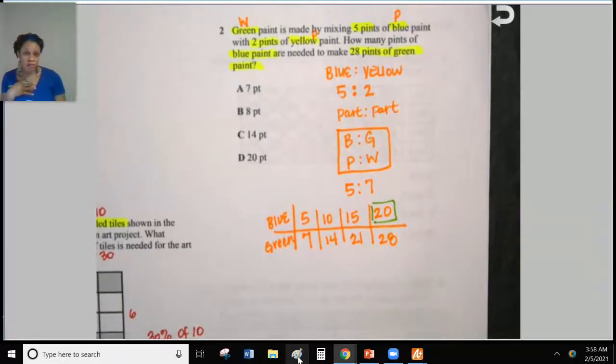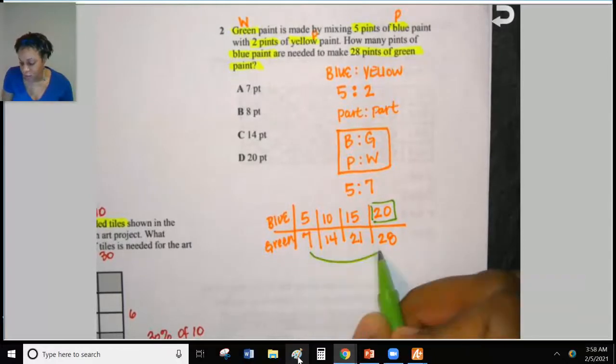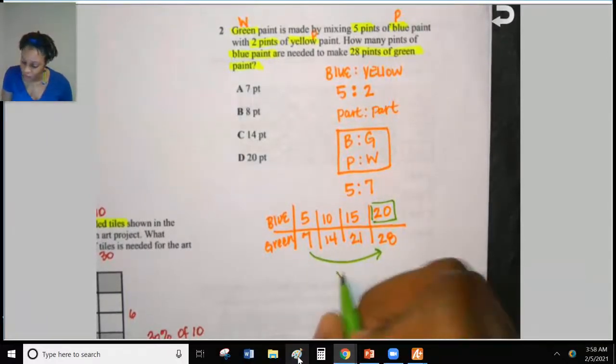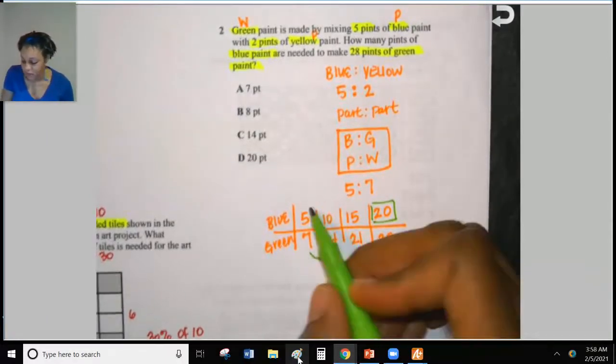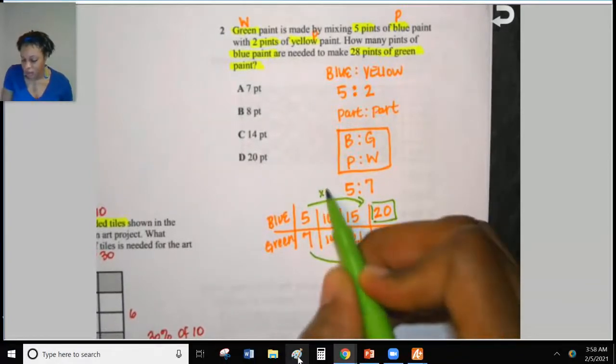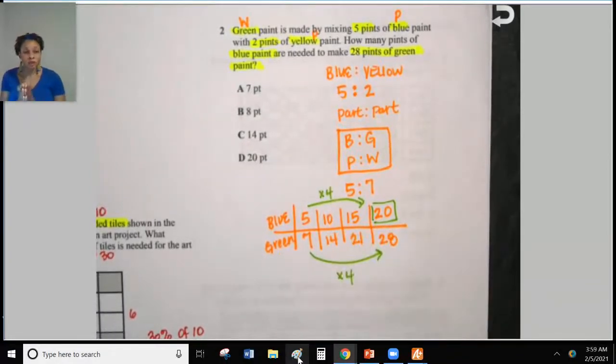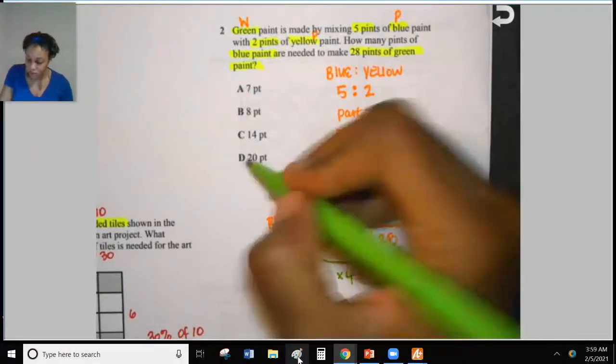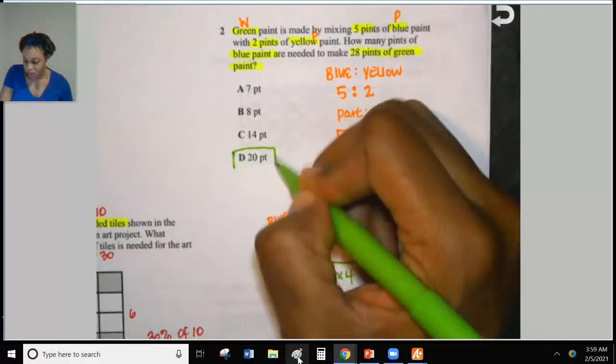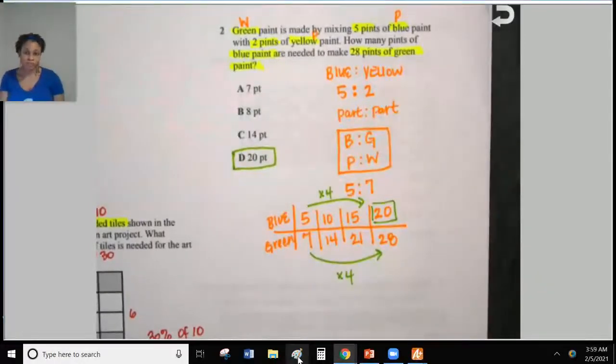Could I have done this quicker? Yes, I could have set up an H chart and said, what times 7 will give me 28? And I would have said 4. So then I would have said 5 times 4 is 20. But I'm showing you that you could also build upon it by using that same ratio and repeating it, okay? So the answer would be D, 20 pints, okay? Take a second, pull it in. Do you have any questions about how I took that from a part to part to a part to whole?